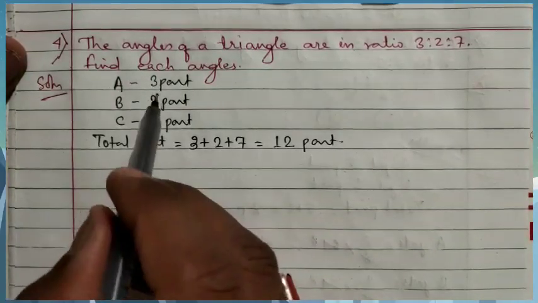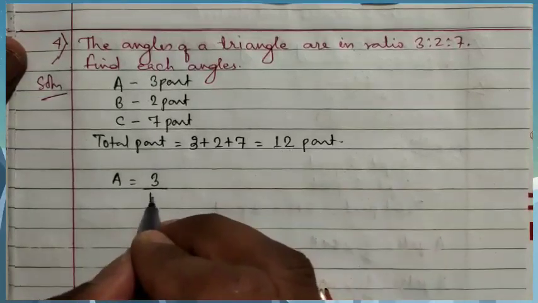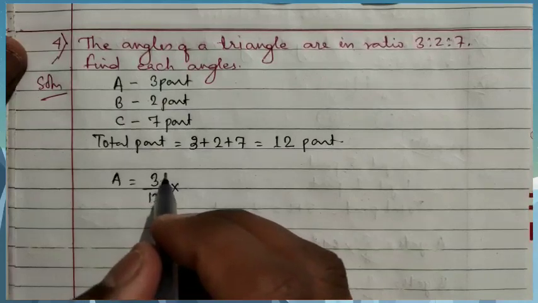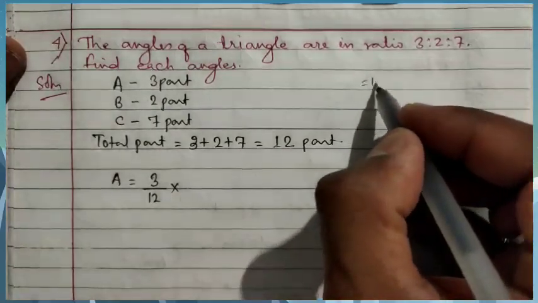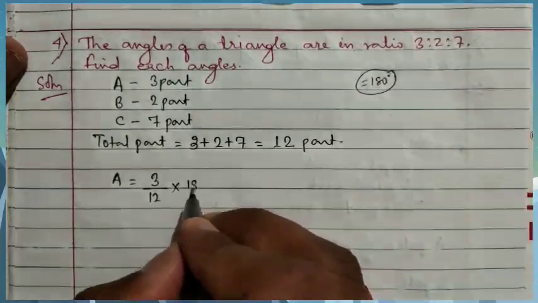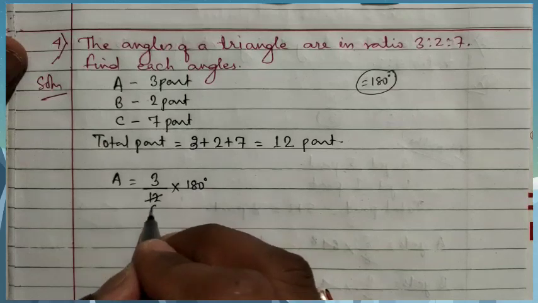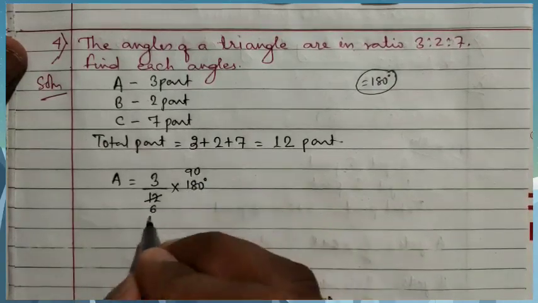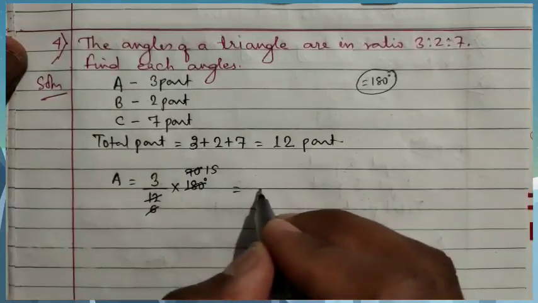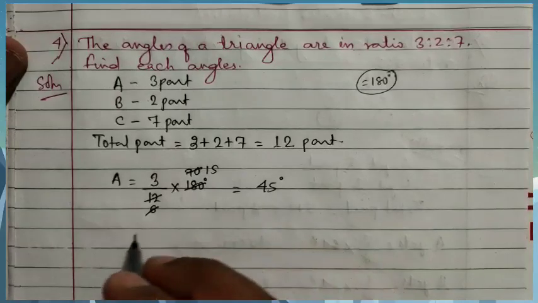Therefore, first angle, that is A, how will we calculate? The value of A is 3 divided by the total, 12, into the sum of all angles. As we all know, the sum of all angles of a triangle is equal to 180 degree, multiplied by 180 degree. Now we will reduce it. 2 sixes are 12, 2 nines are 18, 0. 6 fifteens are 90. 3 fifteens are 45 degree. Therefore first angle will be 45 degree.